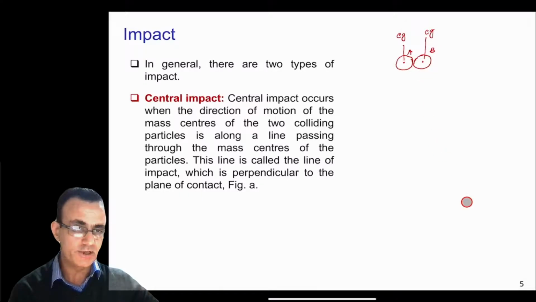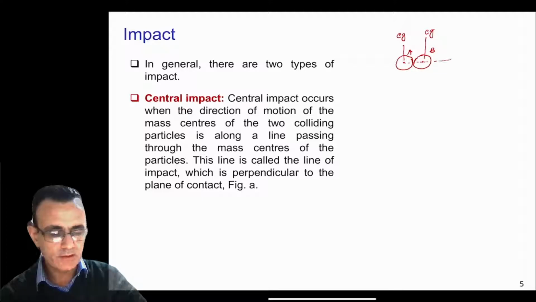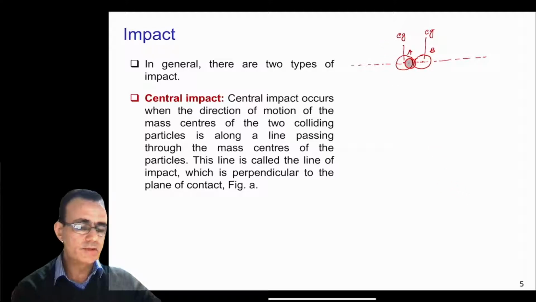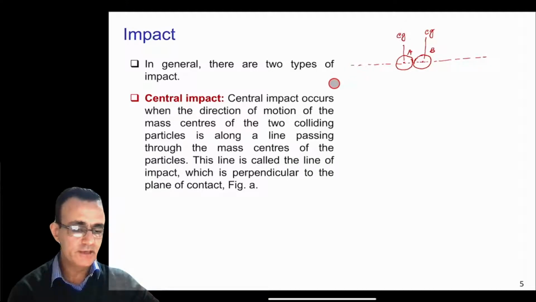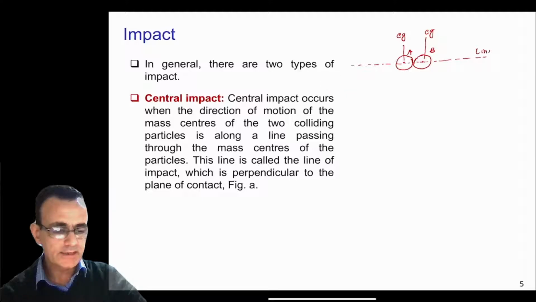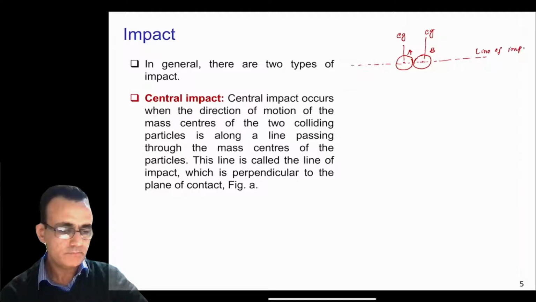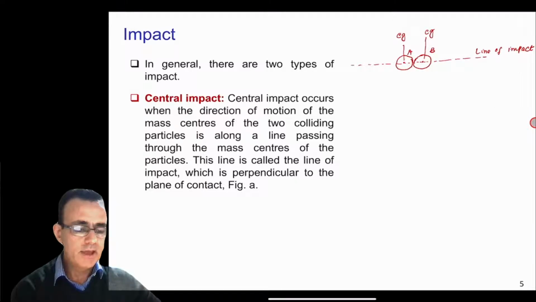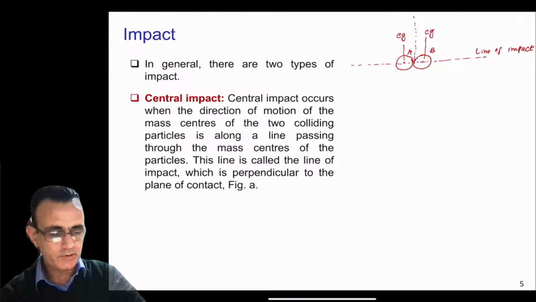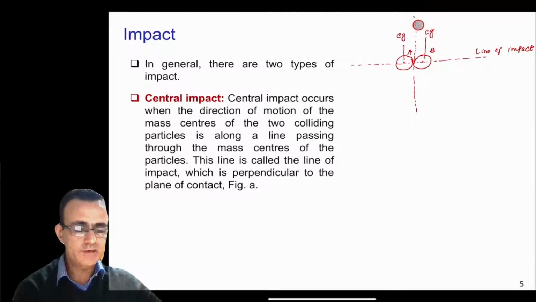So now if you join these centers of gravity and extend the line, these two particles are in contact with each other, and if you draw a line passing through the centers of gravity of the two particles, this line is what we call the line of impact. This is the line of impact here, and if you draw a perpendicular passing through the contact point, this line is what we call the plane of impact.